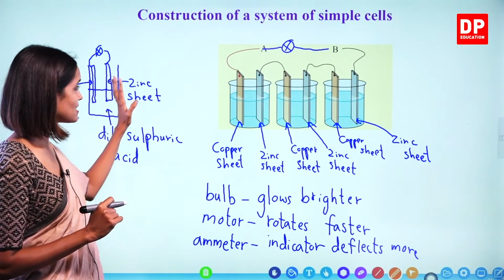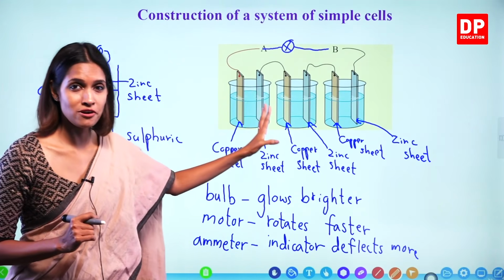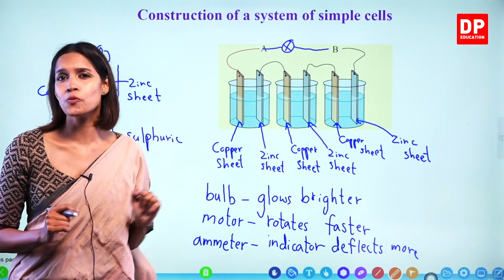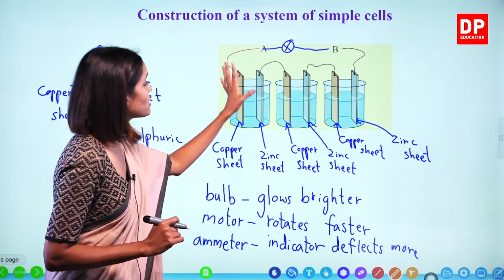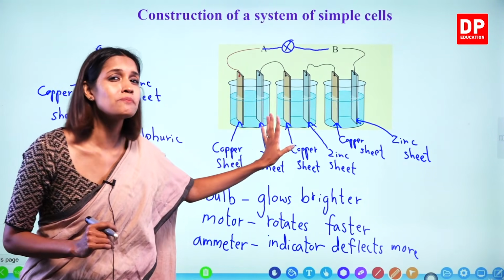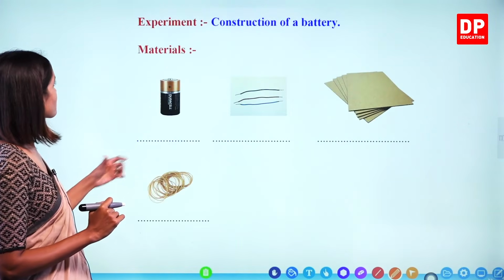This is a cell, this is a battery. A cell is only one unit. A battery means a combination of two or more cells. Okay, children, so this battery is made by combining simple cells. Okay, we will move to our experiment.